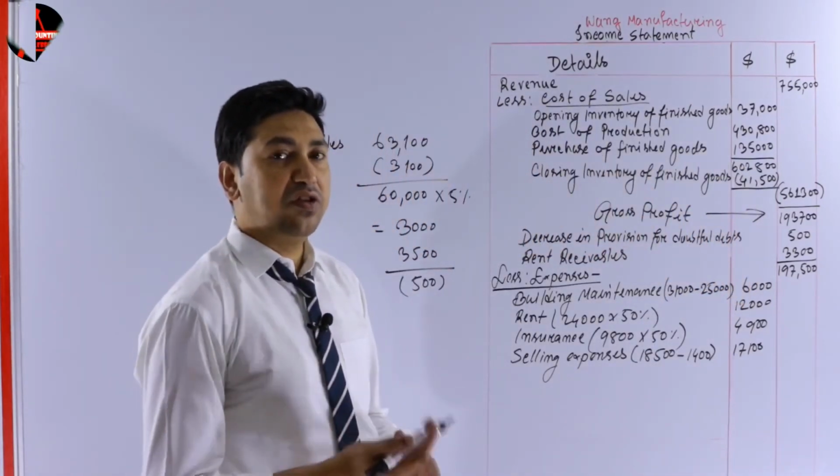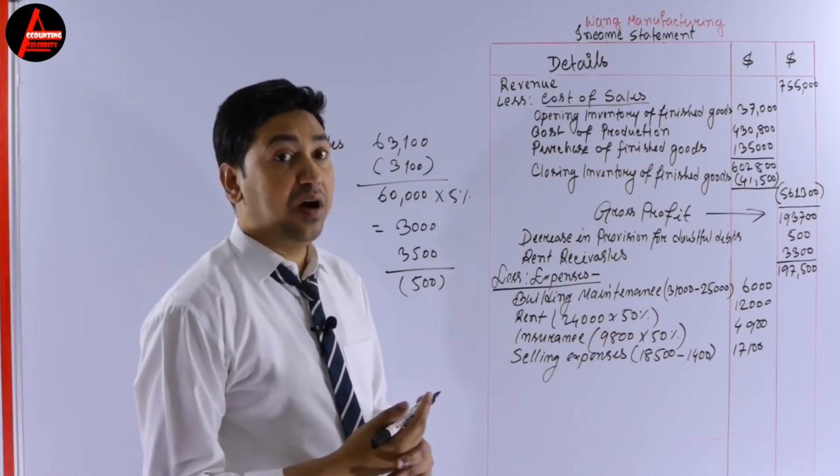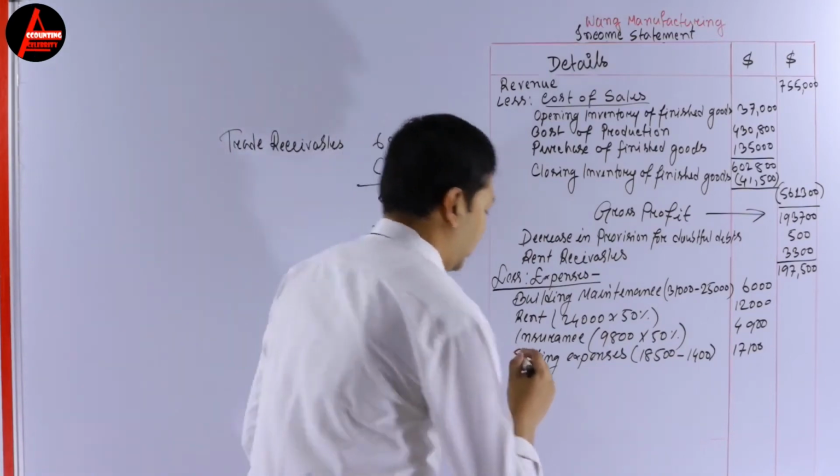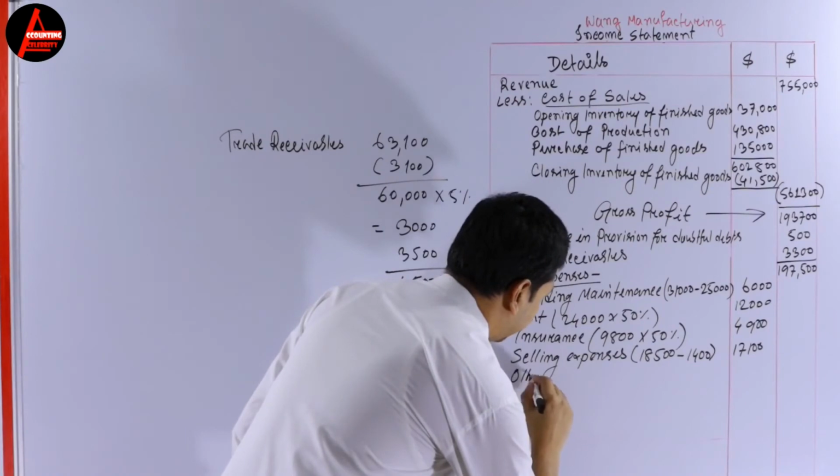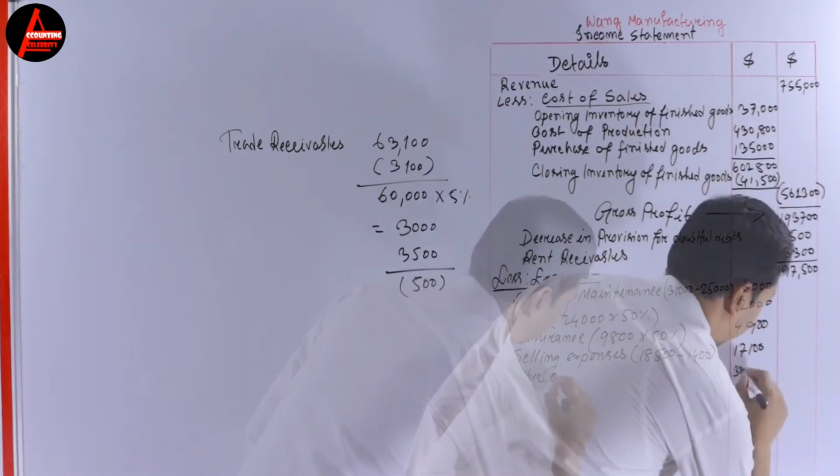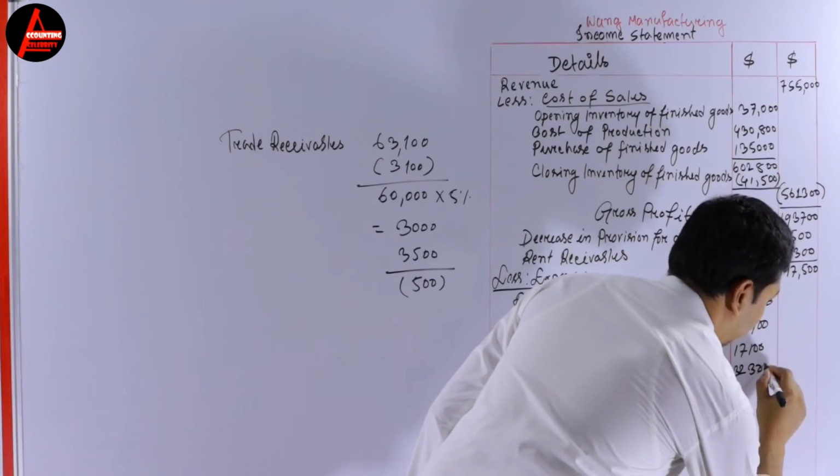Okay, then what we have next? Yeah, we have other operating expenses. So let us write other operating expenses, $32,300.